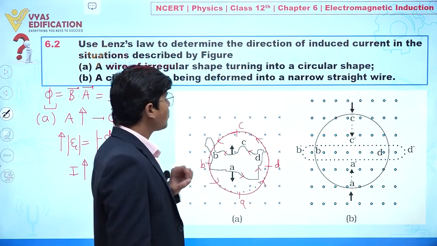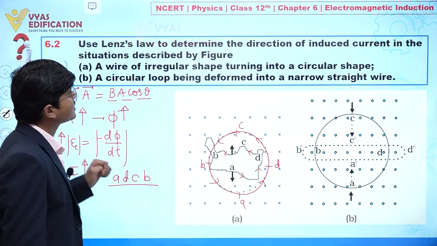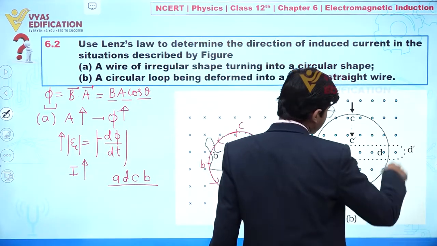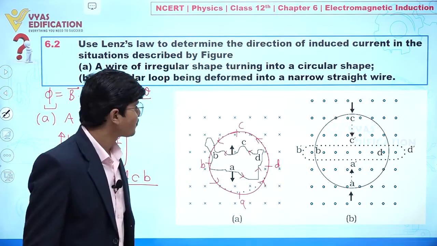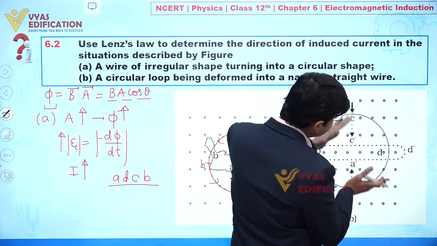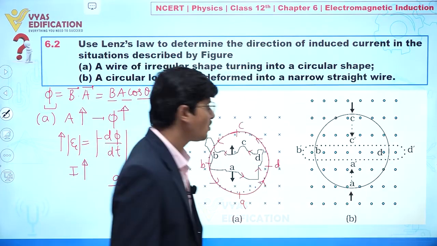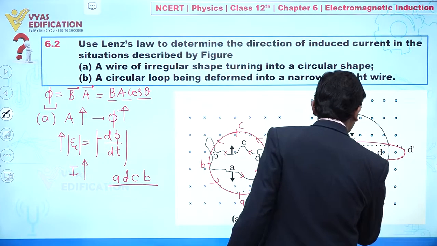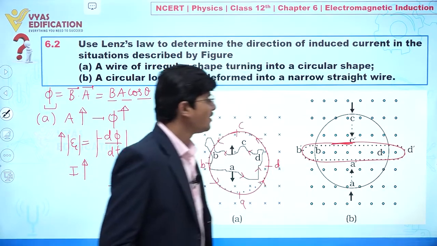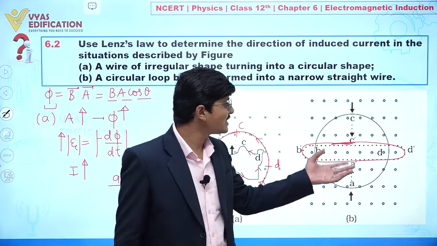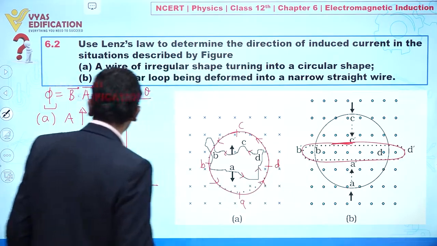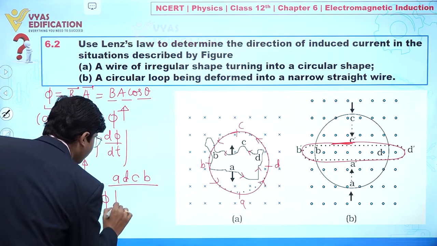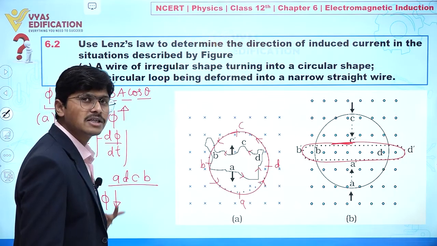Now if we talk about part number B, it is given a circular loop being deformed into a narrow straight wire. This is the initial position, and after this it is converting into a narrow wire, like this. From here we can say this area is decreasing. The concept is very simple: area is decreasing, so flux is decreasing.